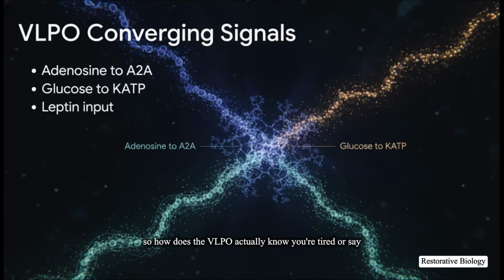So how does the VLPO actually know you're tired, or say, well fed? It does this through very precise converging molecular signals. For instance, wake-dependent energy consumption creates adenosine, which then binds to A2A receptors to promote sleep. But survival requires a lot more than just being tired, right? Interestingly, energy availability from circulating glucose actually excites sleep-promoting neurons through these specialized potassium channels called KATP channels.